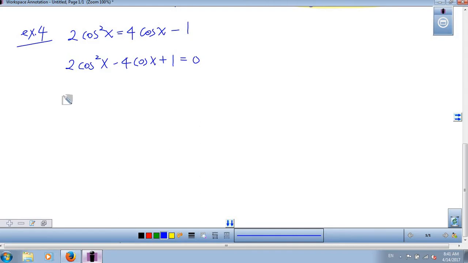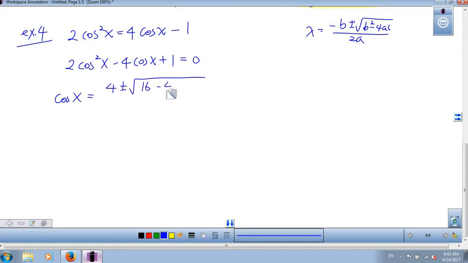Do you remember the quadratic formula? Let's write this as x equal to negative b, plus minus square root of b squared minus 4ac, divided by 2a. So this is the quadratic formula. Let's go ahead and use that. That means we're solving for cosine x. Cosine x is going to be equal to negative b, which is negative 4, plus minus square root of b squared, which is 16, minus 4 times a, which is 2, times c, which is 1, divided by 2 times 2.